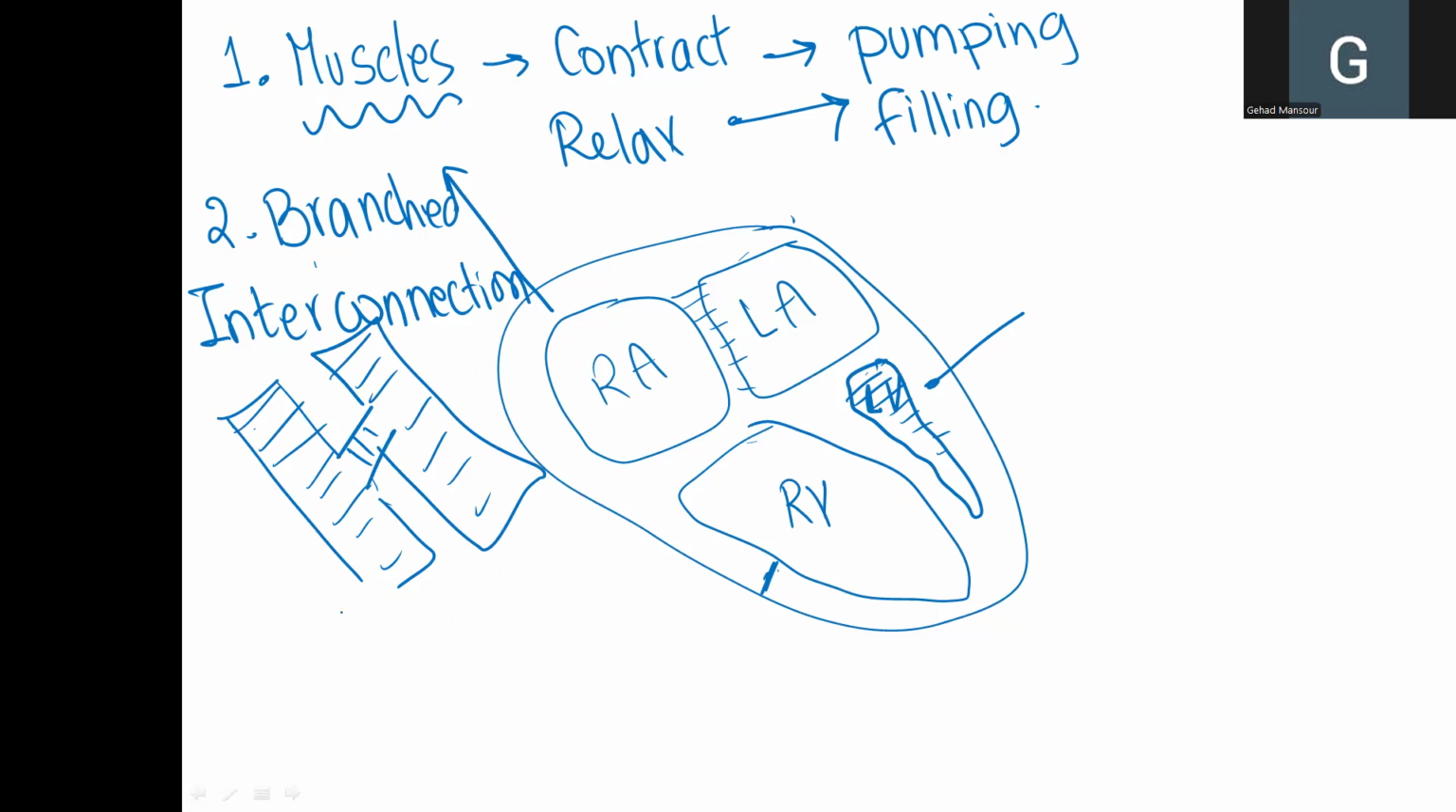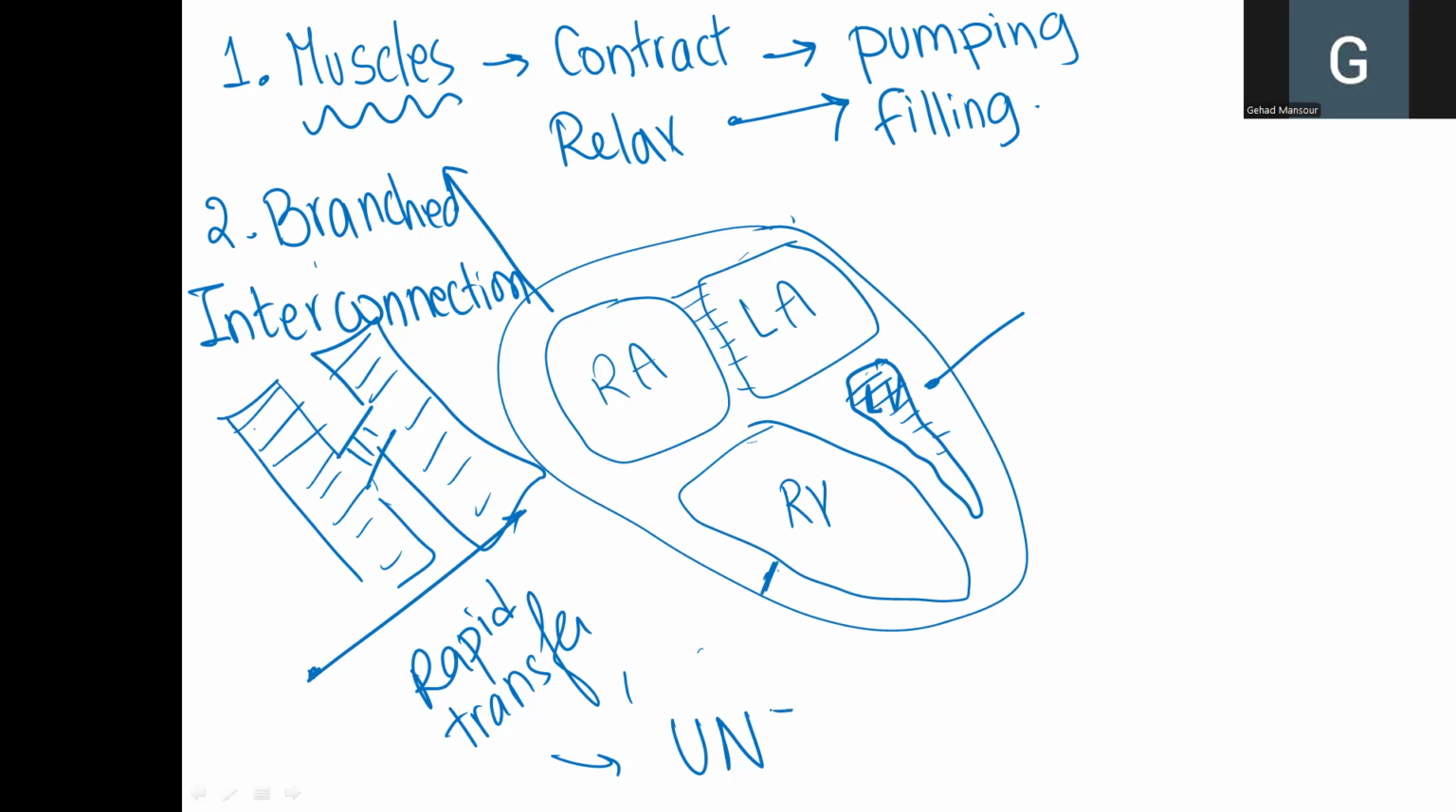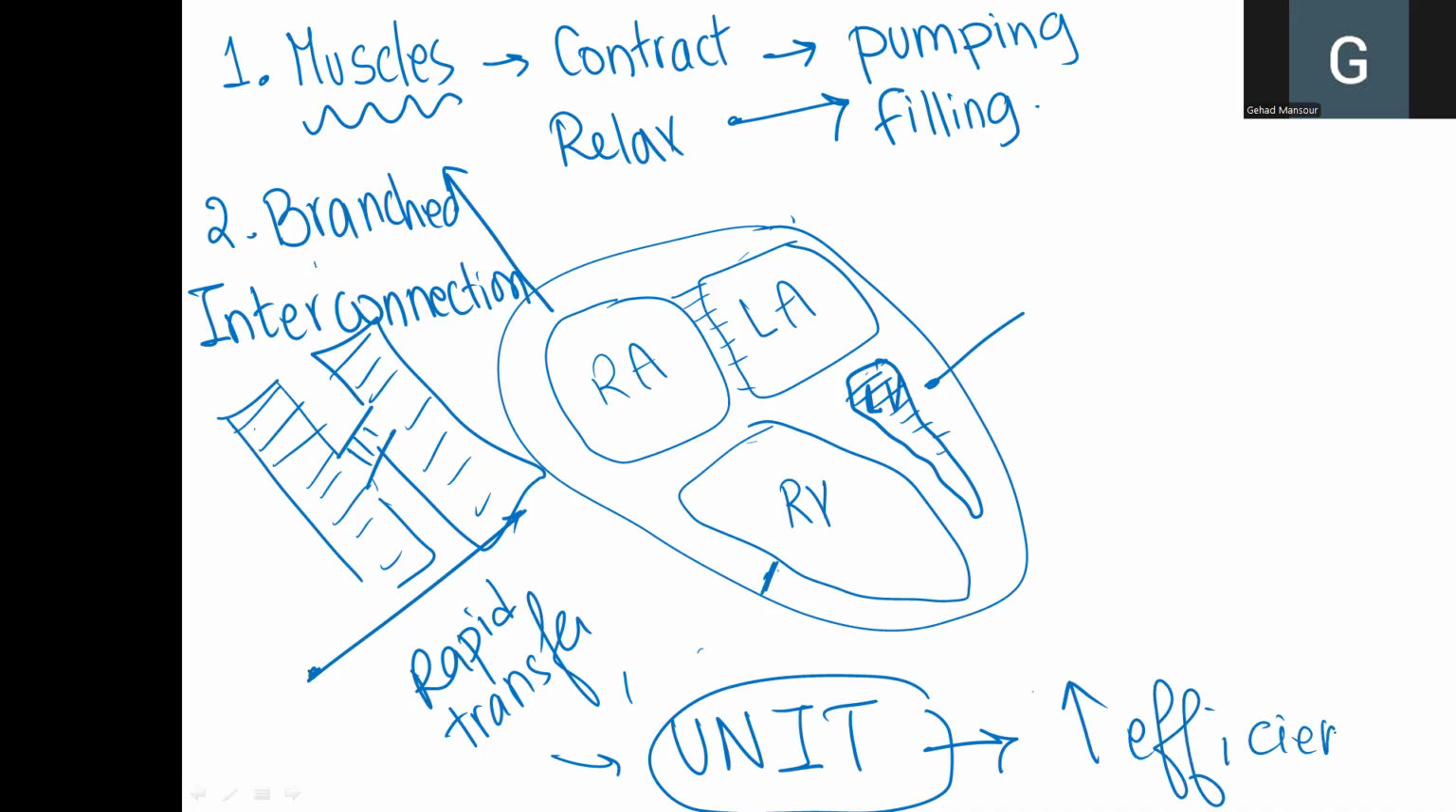This interconnection allows the rapid transfer of ions, and therefore the rapid transfer of electric impulses from one muscle to another, and this helps the whole heart contract as one unit. And contracting as one unit, for example, when the two ventricles contract simultaneously at the same time, this increases the efficiency of the heart.